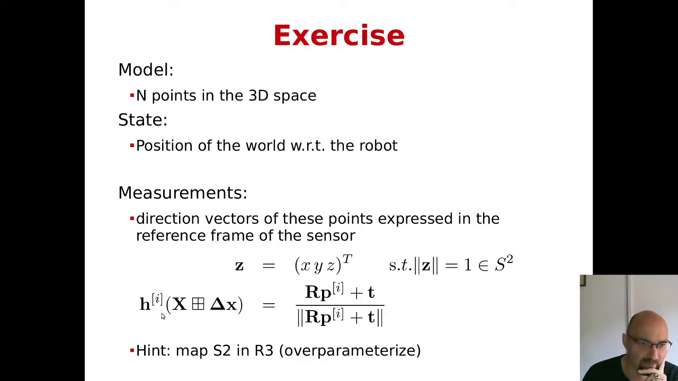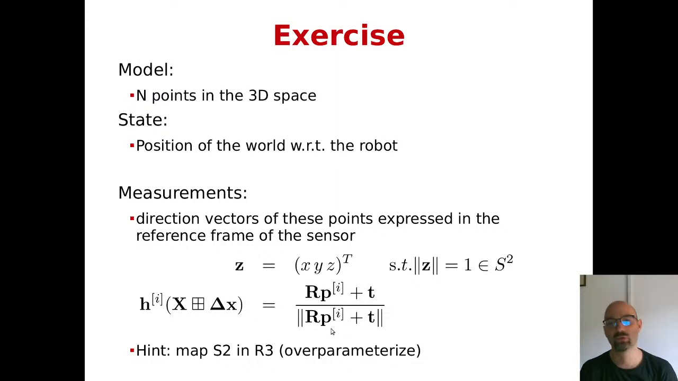Basically, my prediction function for h_i of x boxplus delta x will be just the old prediction function of the ICP with the normalization. So I have to take the norm of this vector and divide it by the vector itself.